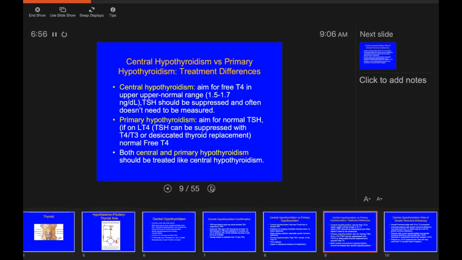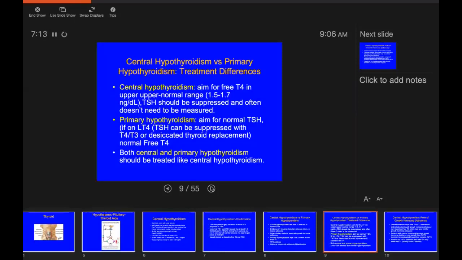Are the treatments different? Yes, they are. So in central hypothyroidism, we aim for a free T4 in the upper range of normal, about 1.5 to 1.7. The TSH should be suppressed. It often doesn't really help to measure it because you're looking at a low TSH. It's pretty much always low anyways.